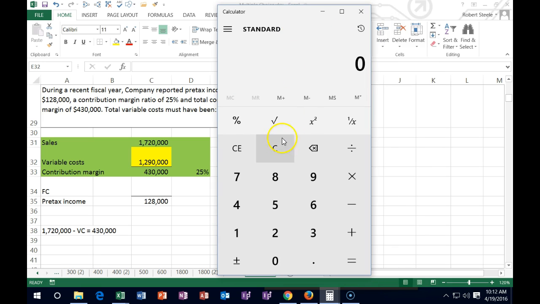And then if we double check this calculation here, we can say, okay, does it make sense that if sales is 1,720,000 minus 1,290,000, that gives us the 430,000? It does. So that makes sense. And we can also check, okay, what about the 430,000 divided by the sales number of 1,720,000? Does that work out? And it's 25% or 0.25, so that works.